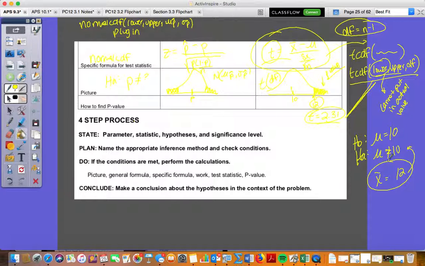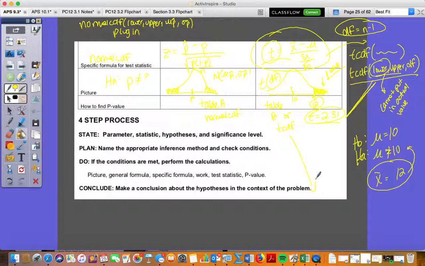Cool. And then how to find my p-value? This is table A, or normal CDF. And I already kind of said this, but just in case, I then use over here table B, or TCDF. Cool. And then the 4-step process, we look down on those 4.